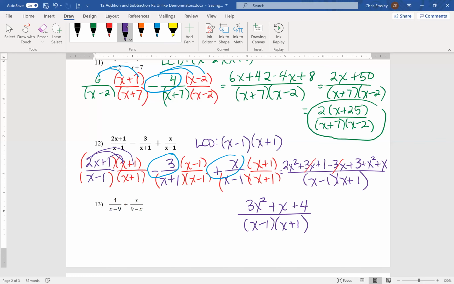Now we should take a look. Can we factor the top? That is a trinomial. Let's think about it. 3 times 4 is 12. And our middle term is 1. Well, 12 is 3 times 4. That's good. But to get a 1, we'd need a minus 3 and a plus 4, and that does not give us that 12 at the top. So it turns out this one does not factor. We'll leave it just like that.